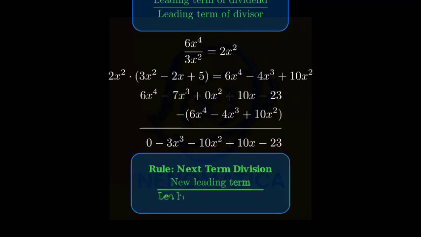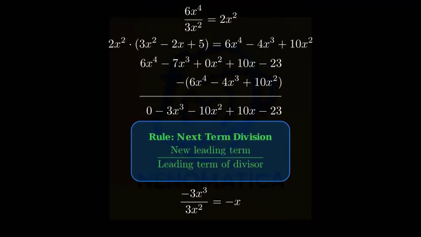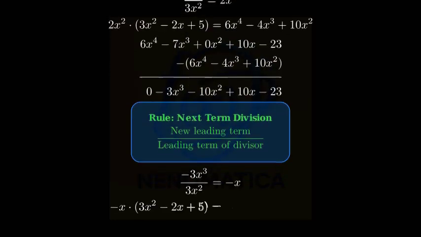Let's continue with the division. Now, we divide the new leading term by the leading term of the divisor. Negative 3x cubed divided by 3x squared gives us negative x. Next, we multiply the entire divisor by negative x. Negative x times 3x squared equals negative 3x cubed.